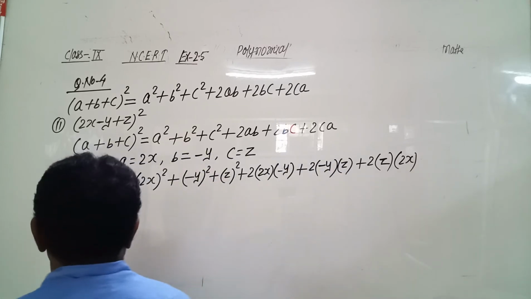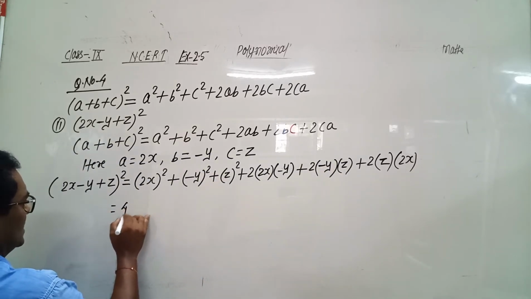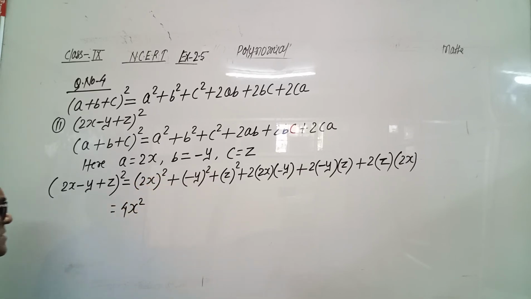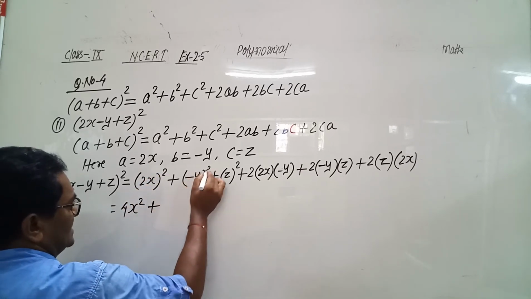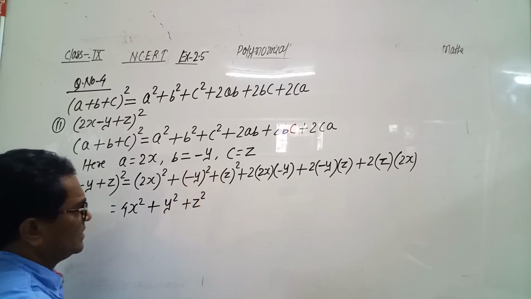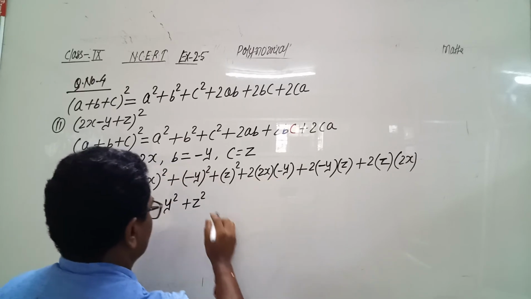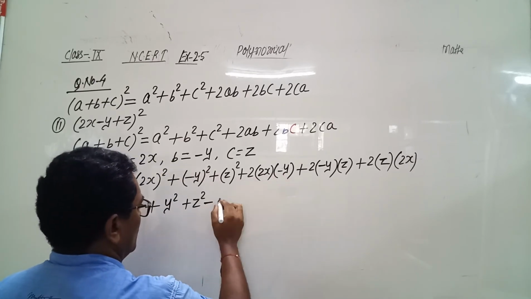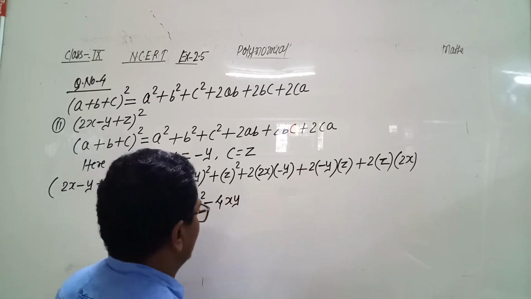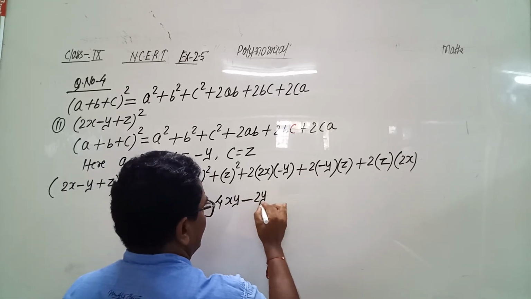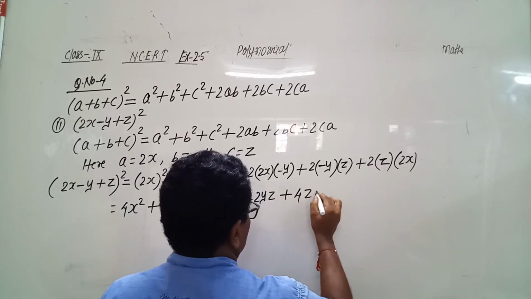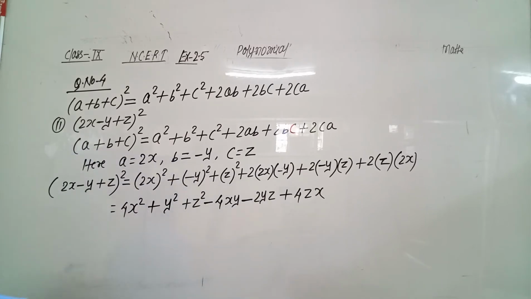Now we solve this expression. So 2x the whole square means 4x square: 2 the whole square is 4 and x square is x square, plus minus y the whole square, y square, plus z square, plus minus minus 2 into 2, 4xy, again plus minus minus 2yz, then plus 2 into 2, 4zx. So this is the result.